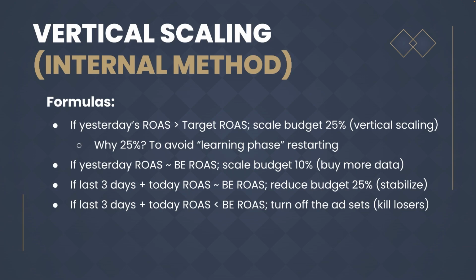If yesterday ROAS is break-even ROAS more or less, scale budget by 10% so you can buy more data. And if last 3 days and today ROAS is about break-even ROAS, reduce budget by 25%. You can stabilize it this way. And if last 3 days plus today ROAS is less than break-even ROAS, turn off the asset. So pretty much kill the losers.